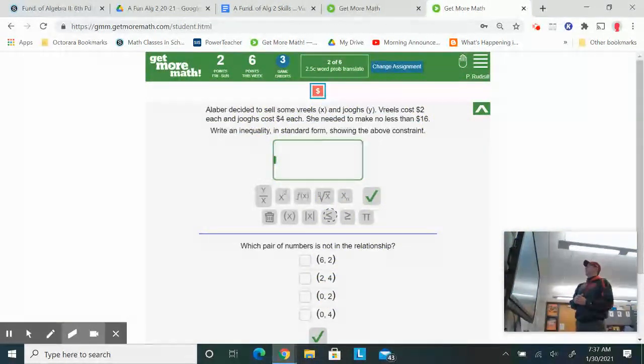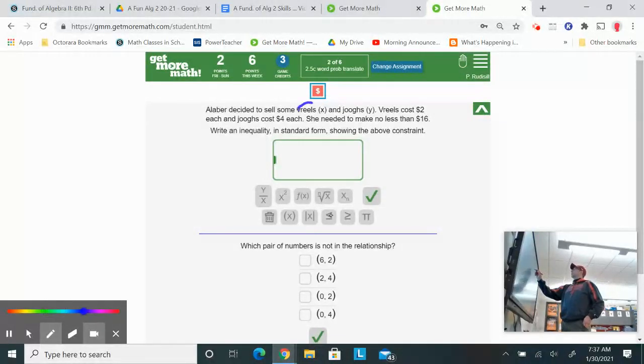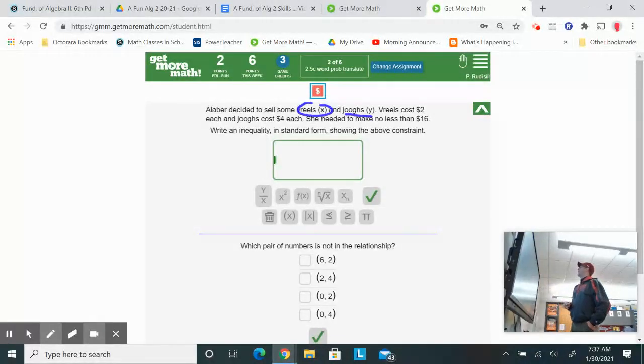Aliber decided to sell some vreels. Vreels are the x's, and jugs, which are the y's. The vreels are $2 each, and the jugs, which are the y variable, cost $4 each. She needs to make no less, so she wants to make some money here, and she doesn't want to make less. She wants to make either equal to or more than $16.